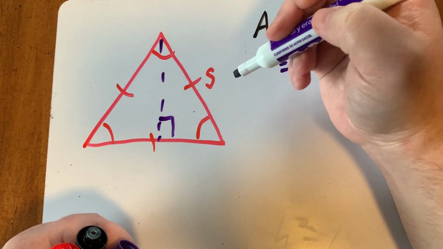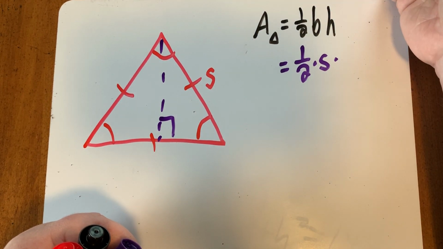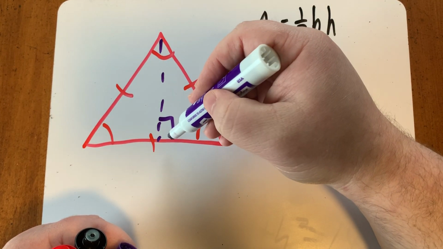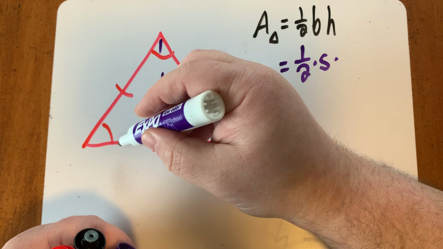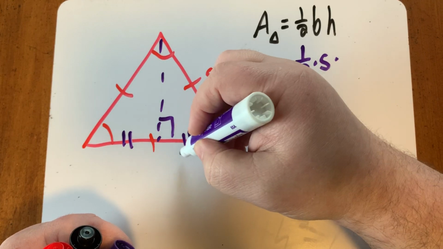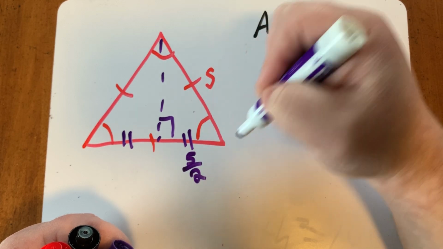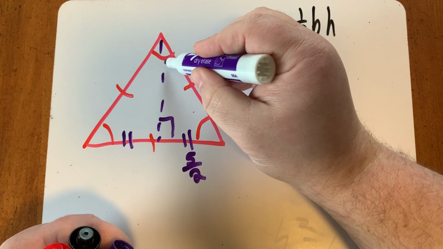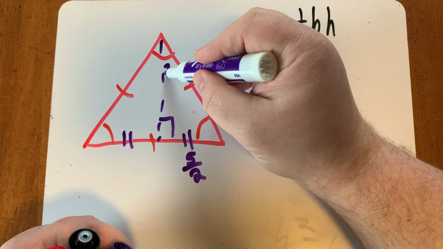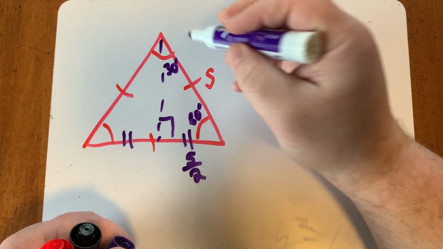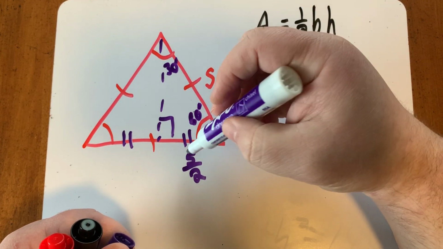Now our height is an altitude, and if we think back, in a regular triangle, the altitude is also a perpendicular bisector of the base. So this is S over 2. And the altitude is also an angle bisector of the vertex angle. So that's 30. This is already 60. That's 90. Oh, look, it's a special right triangle.